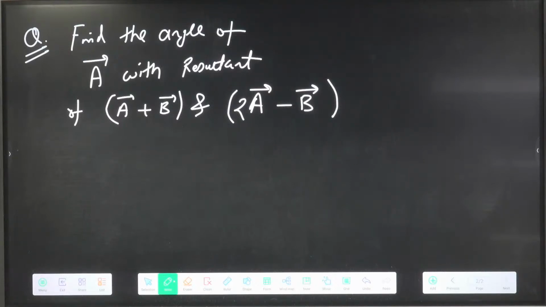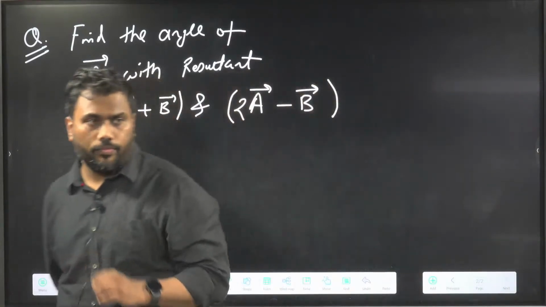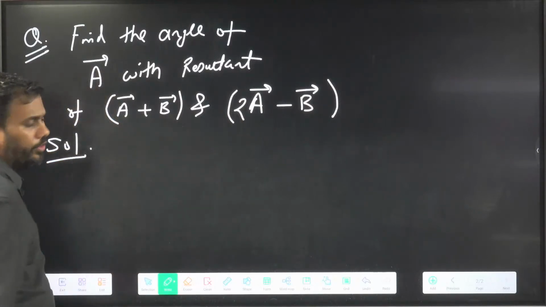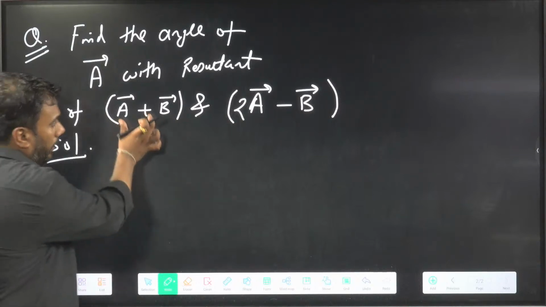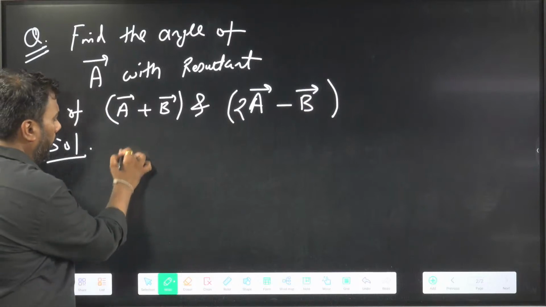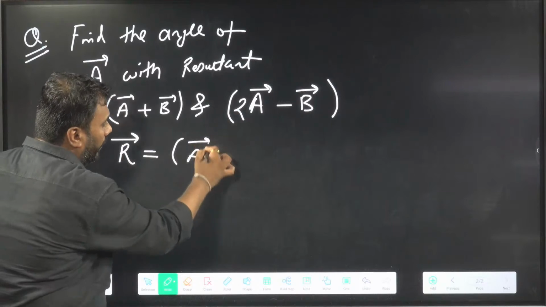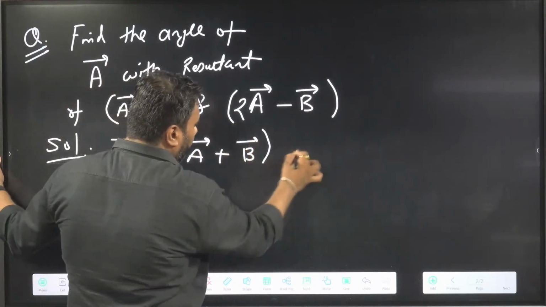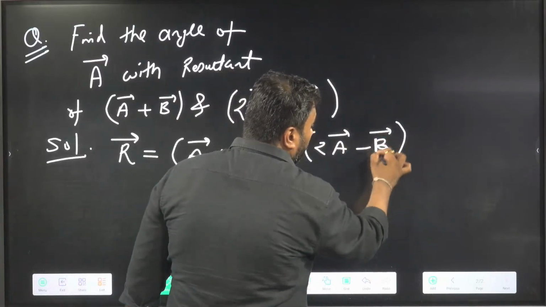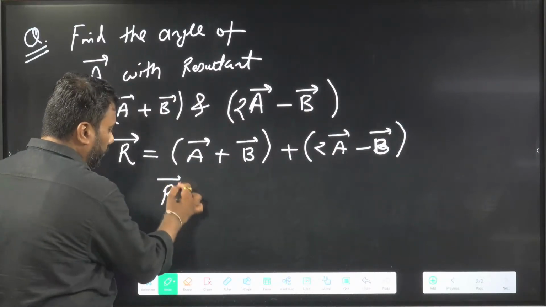Find the angle of a vector with the resultant of the other two. Think about the resultant. What is the meaning of resultant? Resultant means just addition. So the resultant, let's say that is R vector, will be the addition of the given two vectors: A vector plus B vector plus 2A vector minus B vector. Resultant means addition. So what is the resultant vector here?